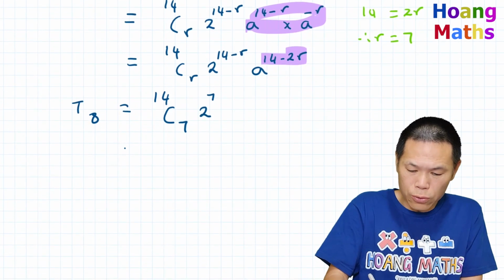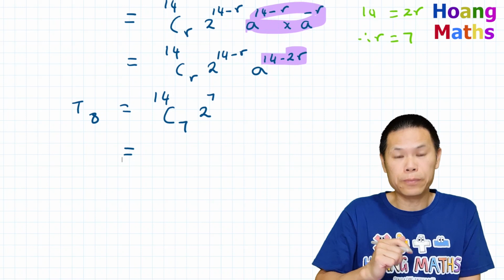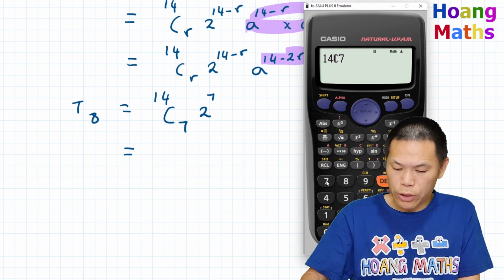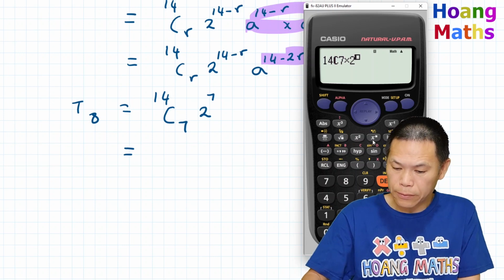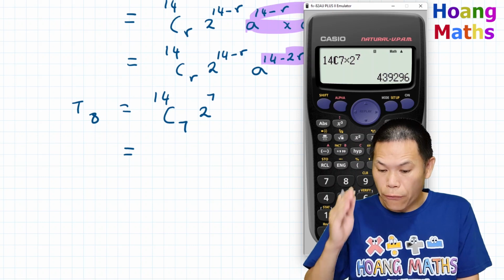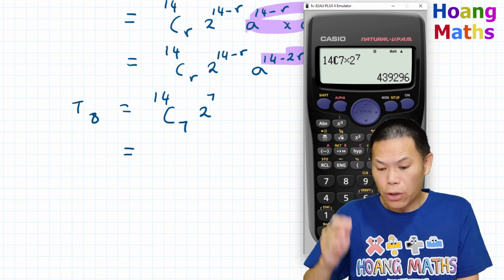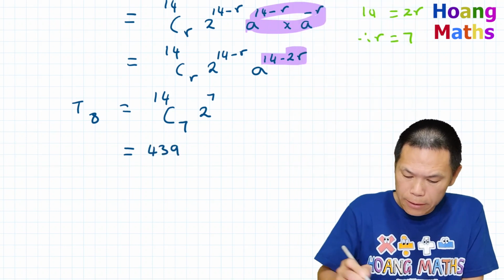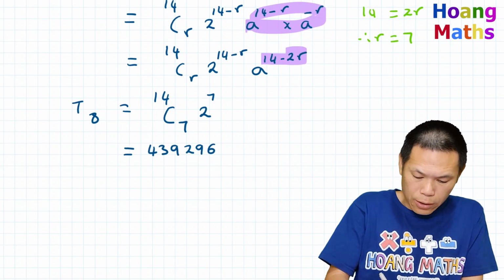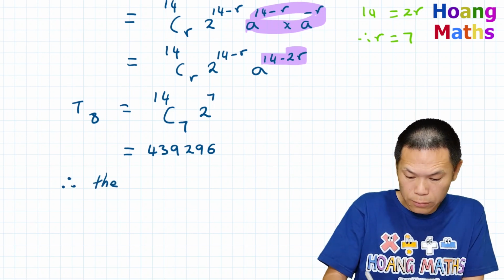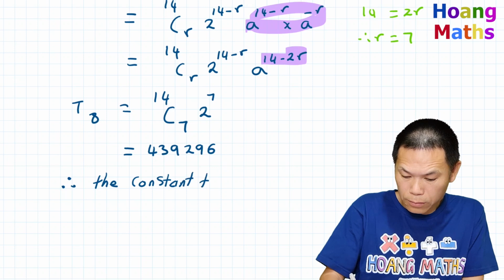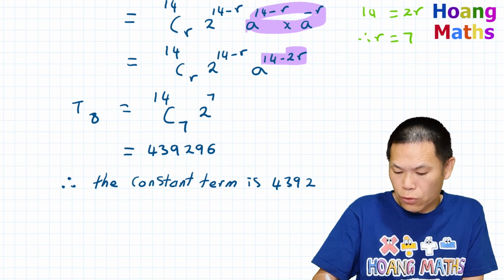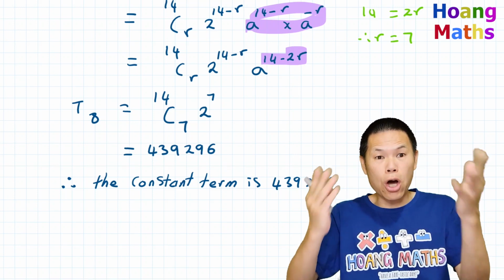So that is equal to, I just put it on a calculator. So I just go 14 C7 and we times 2 power of 7. So there you go, 439,296. So therefore, 439,296 is the constant term.